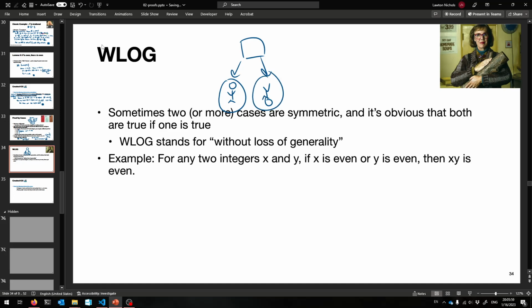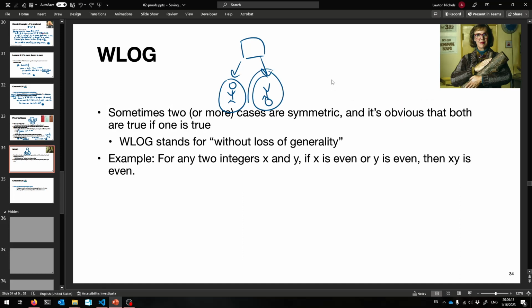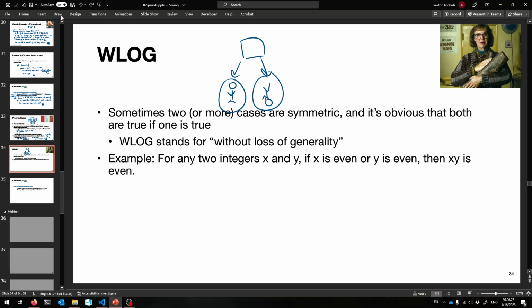And it's kind of obvious that this case is just as true as this case. It's just that things are a little flipped. There's no real difference between those two cases, right? So sometimes two of your cases, or more of them, are symmetric. And so it's obvious that if one of those cases is true, you can just move some stuff around and the proof for the other case works out. So without loss of generality, just prove one and it all works out. That's what WLOG stands for. It lets you not have to do useless work when it's obvious that this is also true if this side was true.